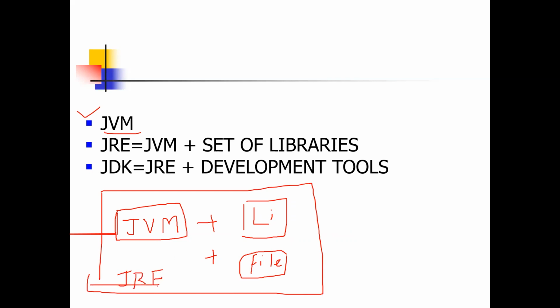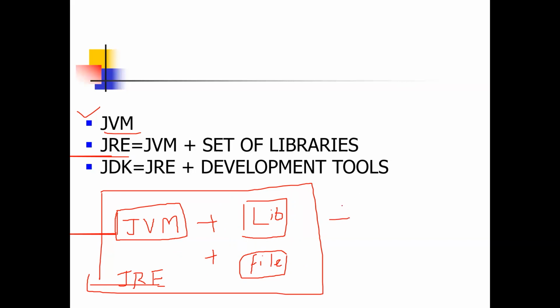Java Runtime Environment: JVM, Java Virtual Machine, which converts bytecode to machine code, plus a set of libraries, a set of jar files, or any other file required for running in the environment. This is called JRE. So the term JRE is also clear. Okay, when we work in the Java Runtime Environment, what is inside that? Java Virtual Machine, set of libraries.